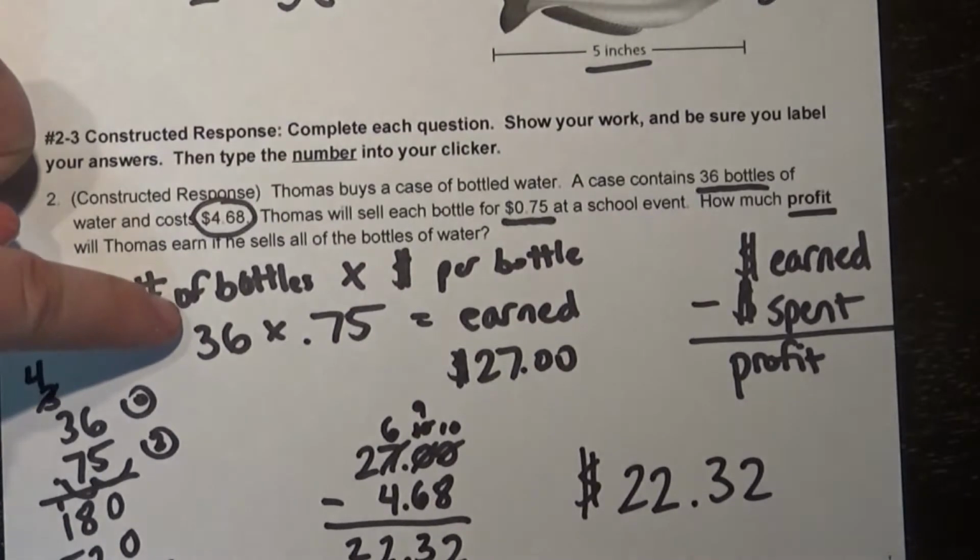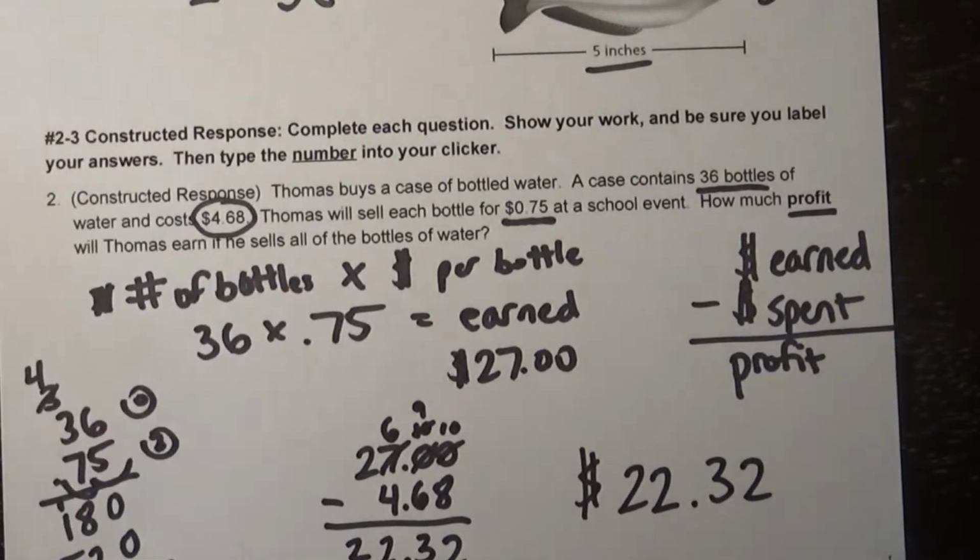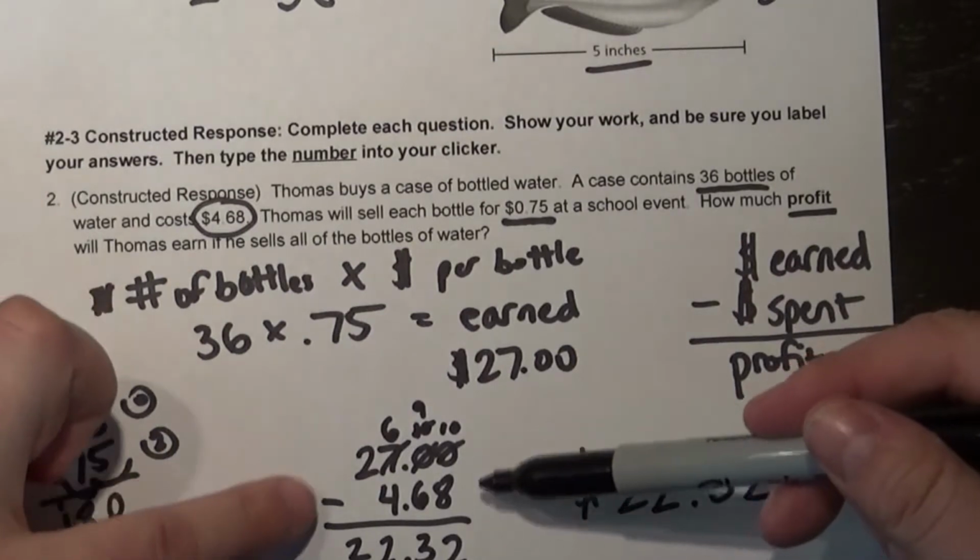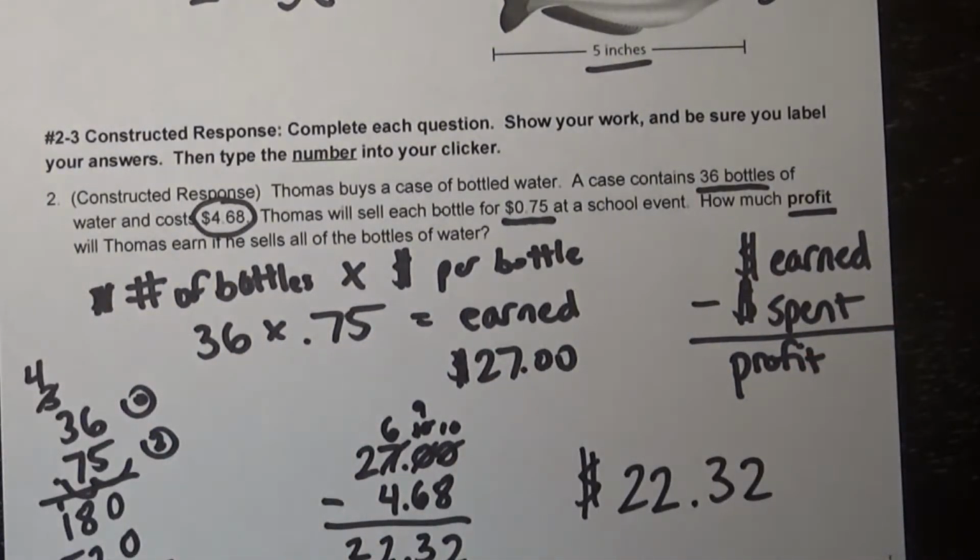Before we move on from this problem, I just want to point out that we first figured out how much money he earned by taking the number of bottles and multiplying it by the price per bottle. That was $27 that he earned. We then had to take the money that he spent and subtract that to get the profit. That was $27 minus $4.68 to show the $22.32 as profit. A little bit of work there for number 2, but again, it's all logical, think it out type things. If you want, take Thomas out of this problem and put yourself in there. Think about how much money you'd spend on those bottles and how much you would make. Let's move on now to number 3.